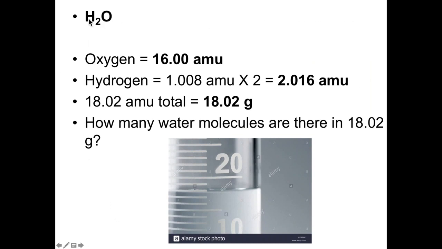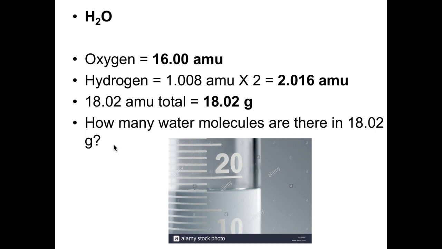So water. Water is H2O. If you look at the constituents of water, oxygen on the periodic table has an atomic mass of 16. Hydrogen has an atomic mass of 1.008. There are 2 hydrogens, so 1.008 times 2 is going to be 2.016. When you add that together, to appropriate significant digits, you get 18.02 grams. So how many water molecules are there in 18.02 grams? There's exactly 1 mole, 6.022 times 10 to the 23rd.